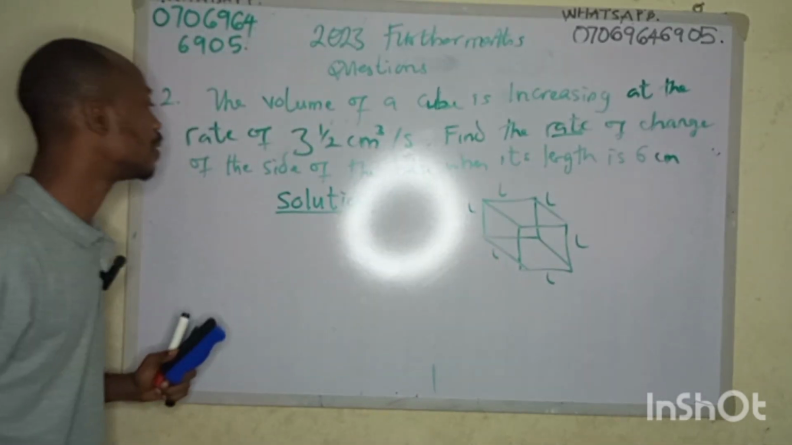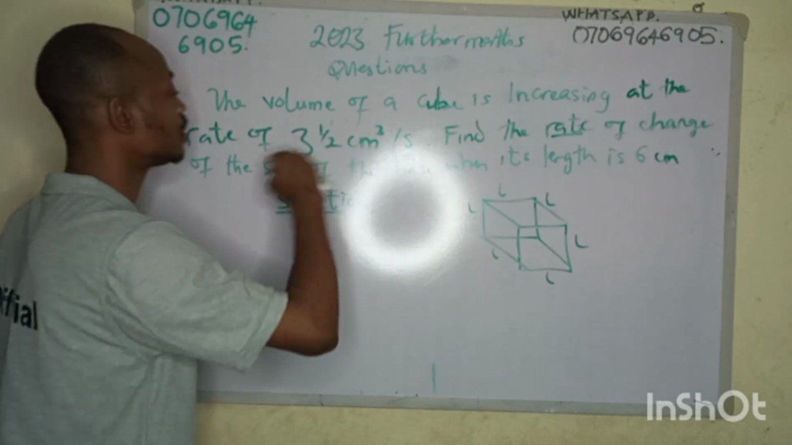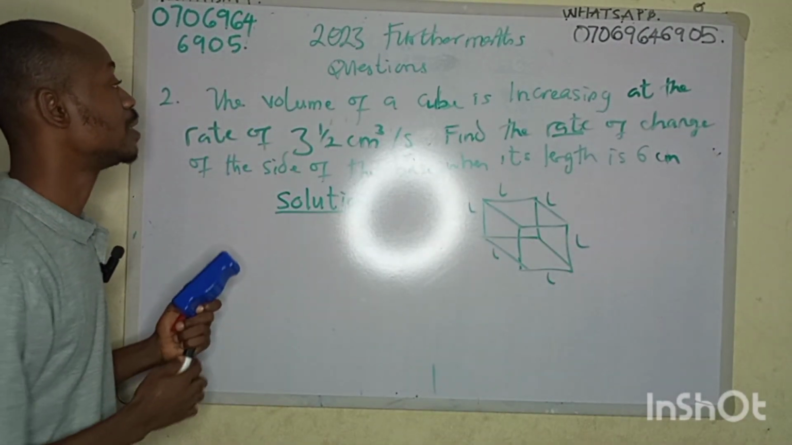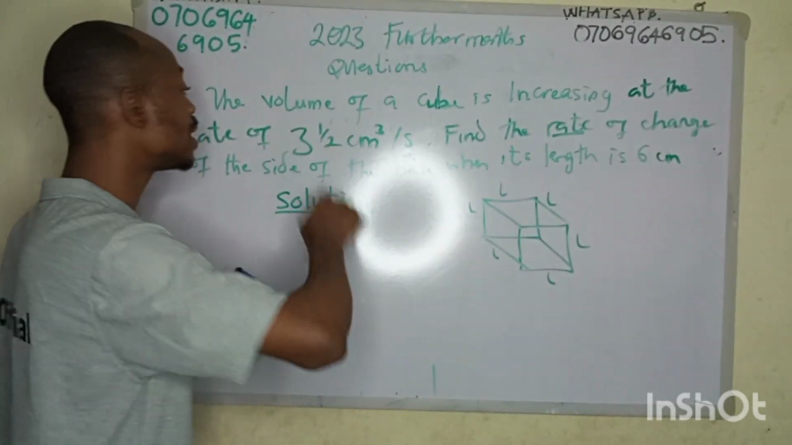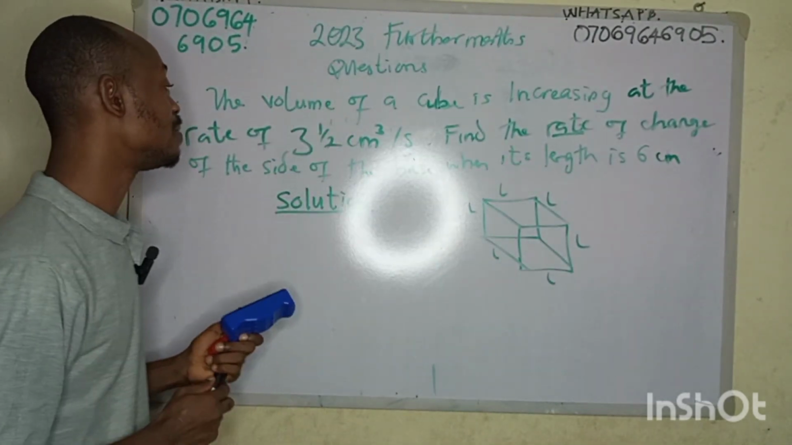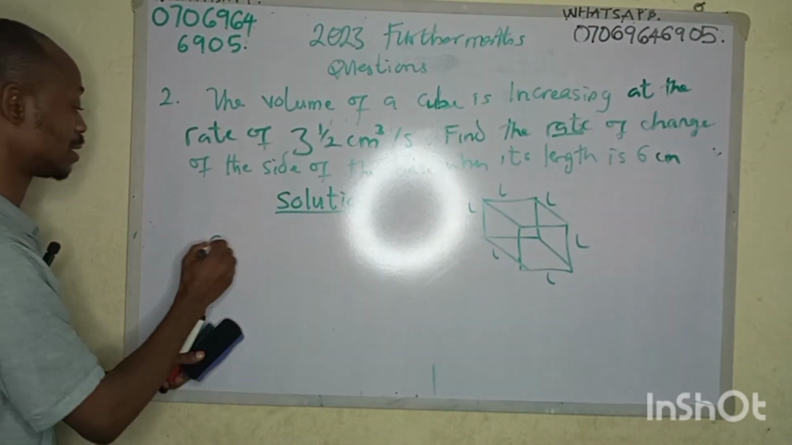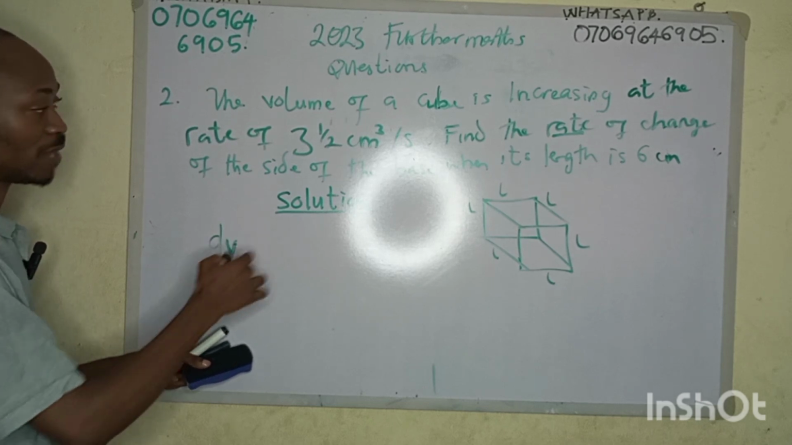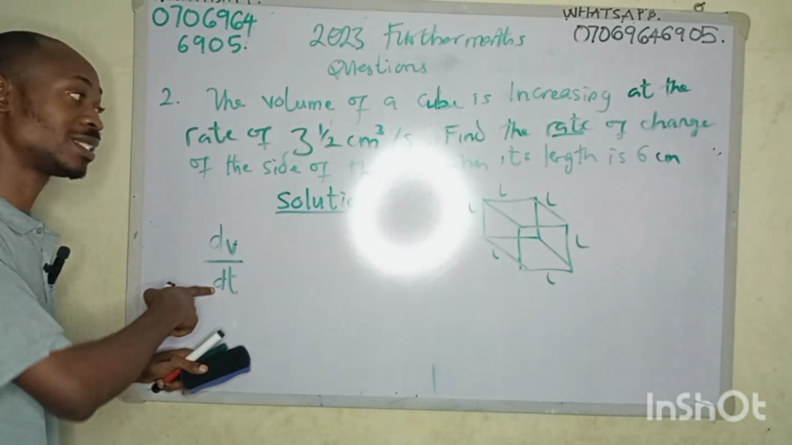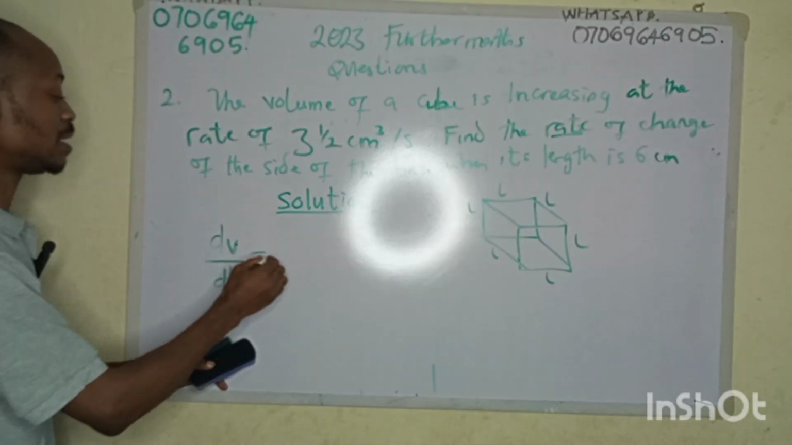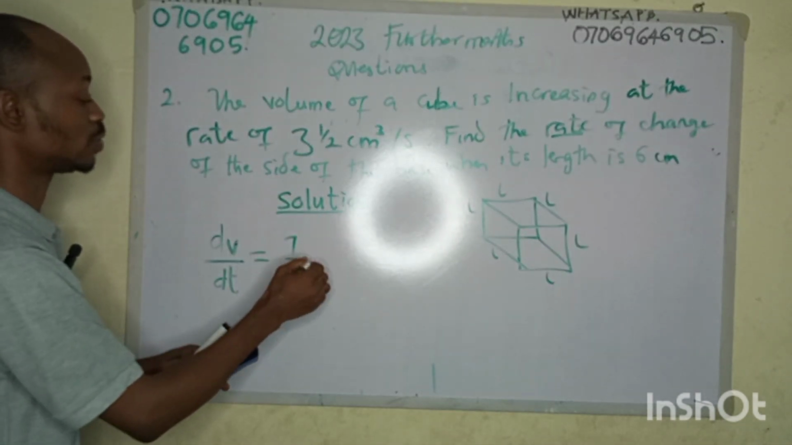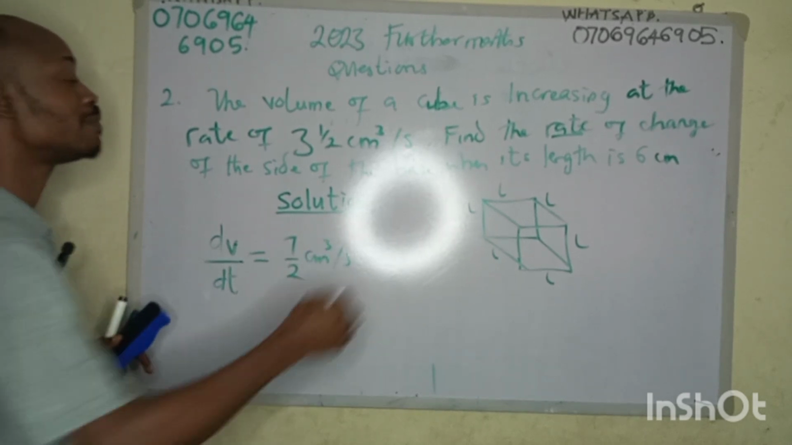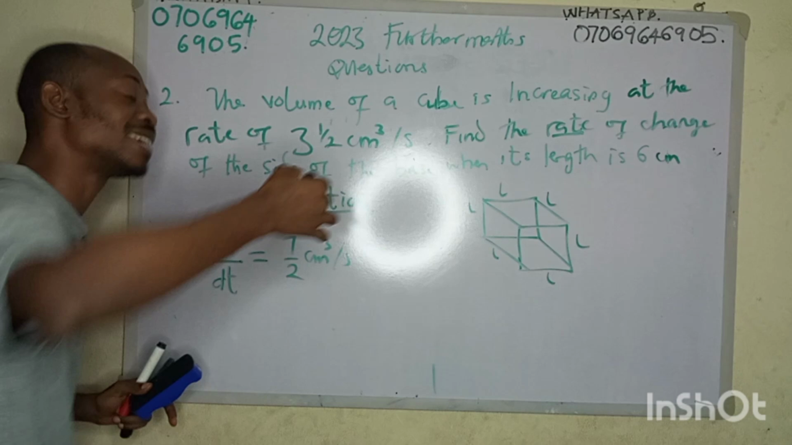Whenever we hear rate, it is always with respect to time. So the volume of the cube is increasing at the rate of 3.5 centimeters cubed. It means dV/dt, always with respect to time. And dV/dt is given to be, let's call it, 7 over 2 centimeters cubed per second.